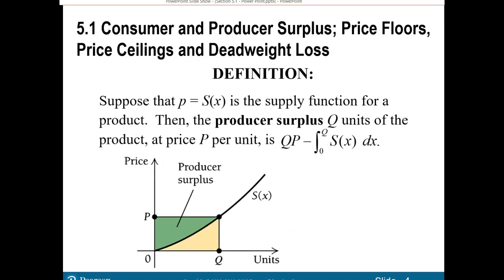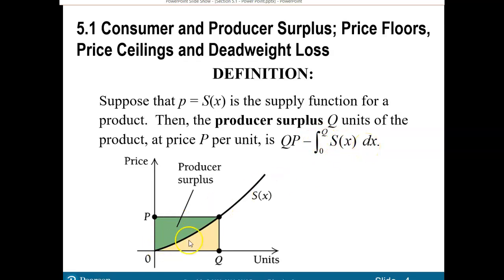All right, our second definition: suppose that P equals S of x is the supply function for a product. Then the producer surplus for Q units of the product at price P per unit is similar, but here we're subtracting in the opposite order and we're integrating our supply function. So Q times P again, but here we start with that and subtract the definite integral from 0 to Q of your supply function with respect to x.